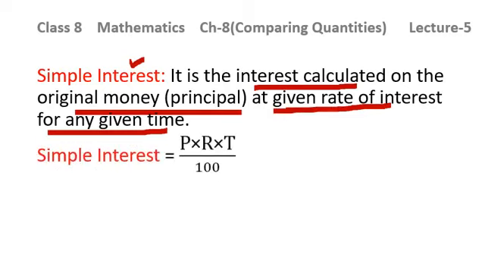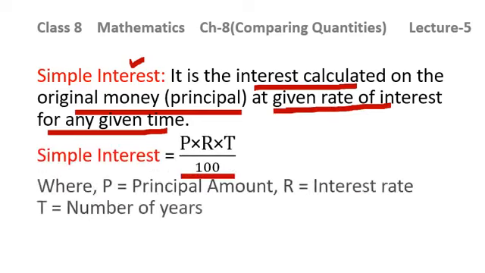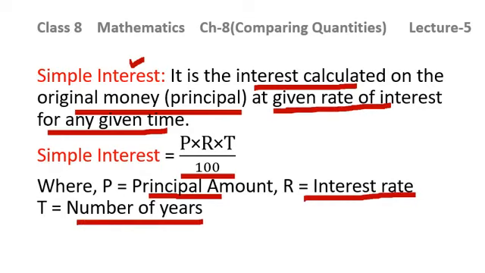So simple interest is given by this formula, P into R into T divided by 100, where P is the principal amount, R is the interest rate or rate of interest, and T is the number of years. Okay, so simple interest is P into R into T over 100.